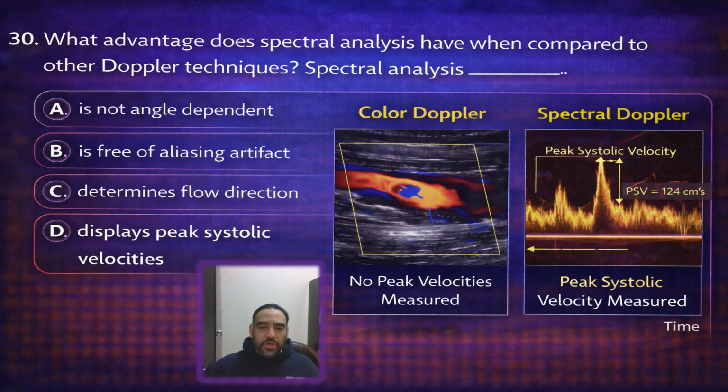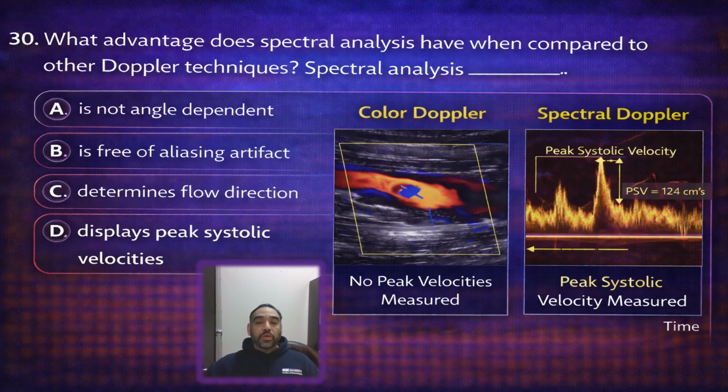So the last question here is, what advantage does spectral analysis have when compared to other Doppler techniques? Spectral analysis blank. And the answers available are A, is not angle dependent, B, is free of aliasing artifact, C, determines flow direction, or D, displays peak systolic velocities. All right, so I'll give you a second there or two. And the correct answer is D, displays peak systolic velocities.